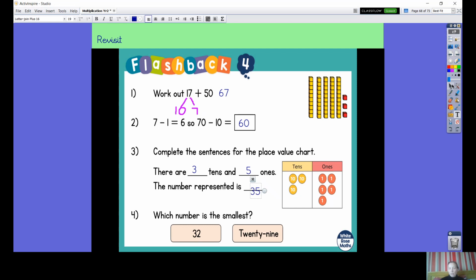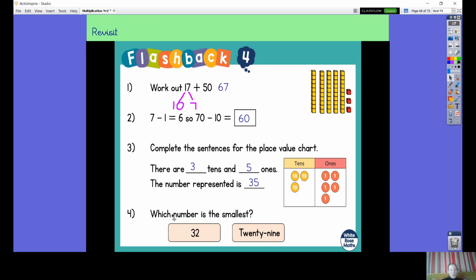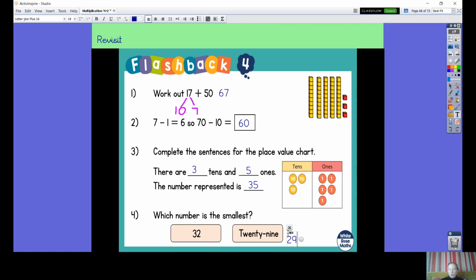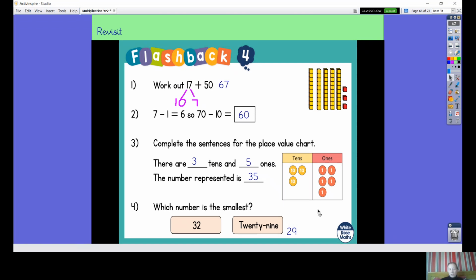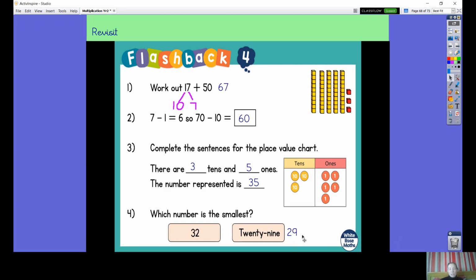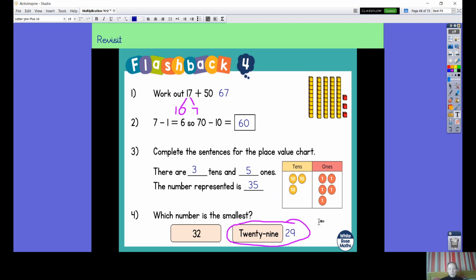There we go. Okay, now it says which number is the smallest? So we have got 32 and we've got 29 written in words. I'm just going to write 29 in numerals to see what it looks like. Now I can see quite easily which one's the smallest. 29 is the smallest because it has got less tens. So 29 is the smallest. Let's put a circle around 29. Or I could have written the sentence, which would be nice if you'd written the sentence, 29 is the smallest.